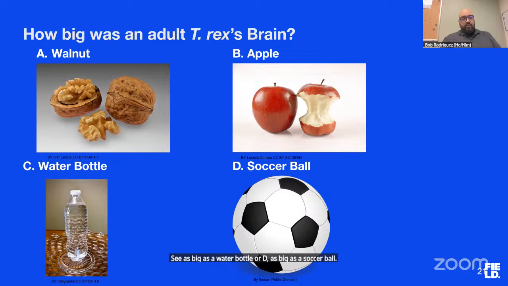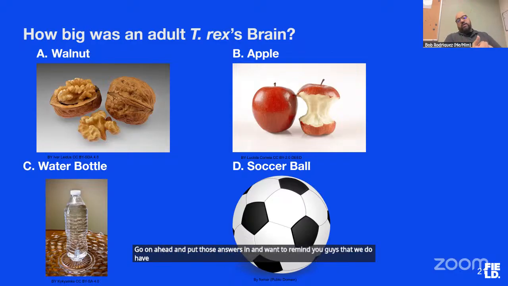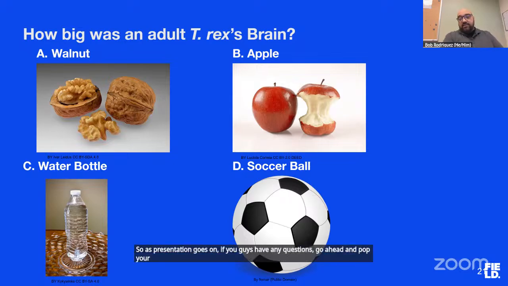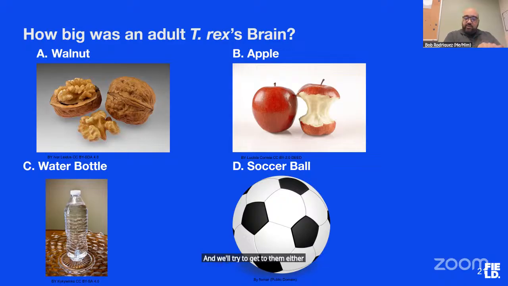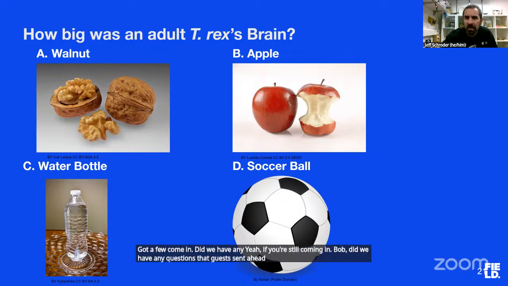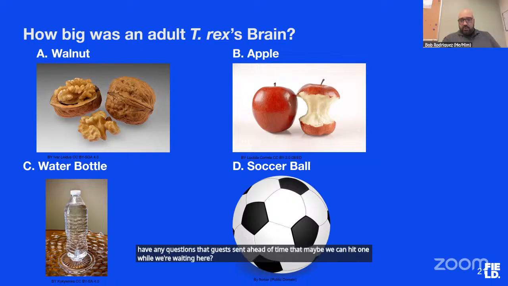Go on ahead and put those answers in, and want to remind you guys that we do have a Q&A feature here. So as the presentation goes on, if you guys have any questions, go ahead and pop your questions into the Q&A, and we'll try to get to them either throughout the presentation or towards the end. Alrighty. So are we ready for our answers? Got a few coming in. Are there any more coming in? Yeah, a few still coming in. Bob, did we have any questions that guests sent ahead of time that maybe we can hit one while we're waiting here? For sure. Let's take a look.